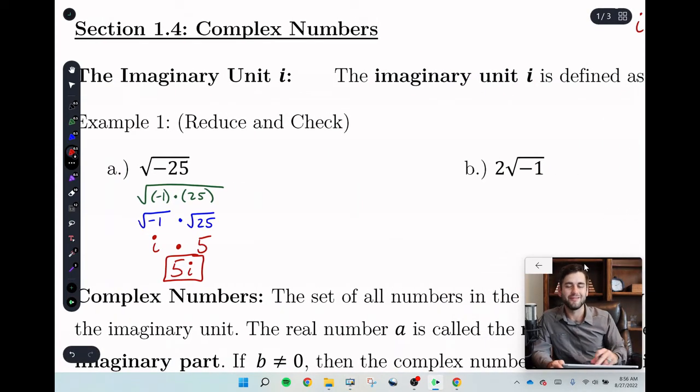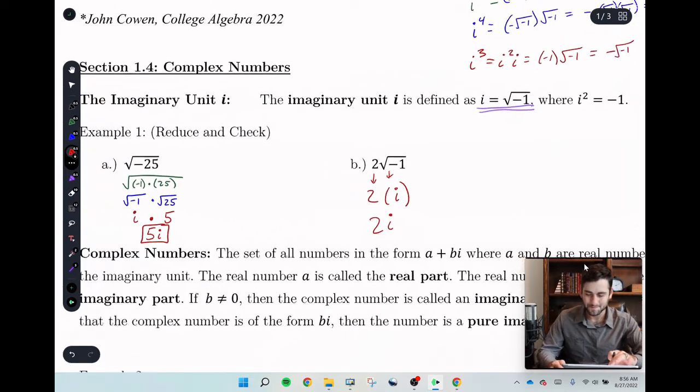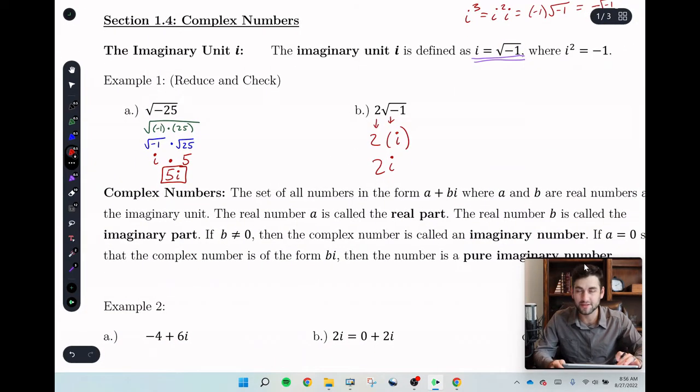I'll let you do B by yourself. Oh, well, we can look at B real quick. Look at that. The 2 stays the same. What's that square root of -1 turn into? Probably an i. And we're left with just 2i. Okay, there you go. You're welcome. All right, not too crazy.